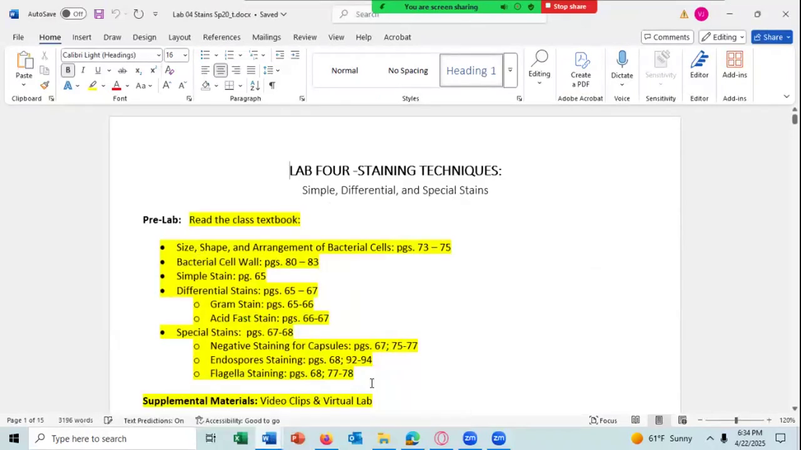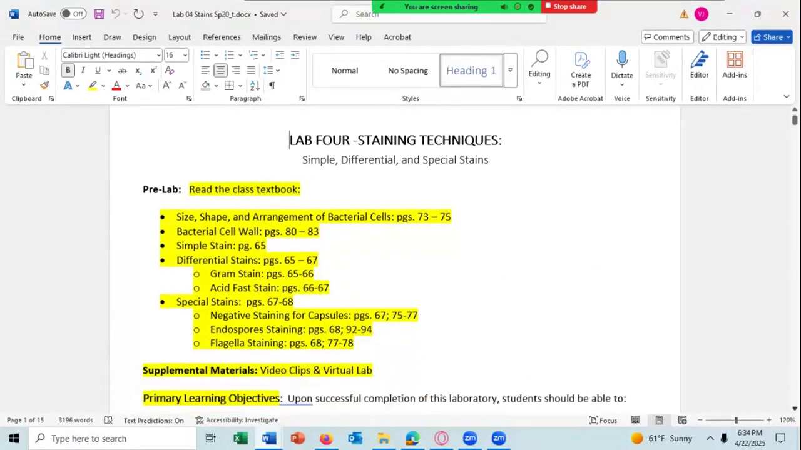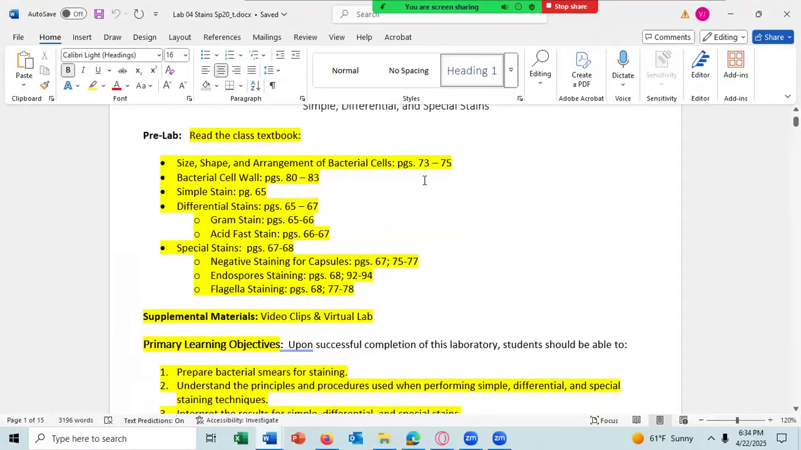There we go. Lab 4, staining techniques. We're going to discuss simple, differential, and special stains. There is some reading in the textbook. About 2 pages on the size, the shape, and the arrangement of bacterial cells. About 2 pages on the bacterial cell wall. A page or less on the simple stain. 2 pages on differential stains. A page on the Gram stain, and a page on the acid-fast stain. And then we're going to talk about special stains on page 67 to 68.